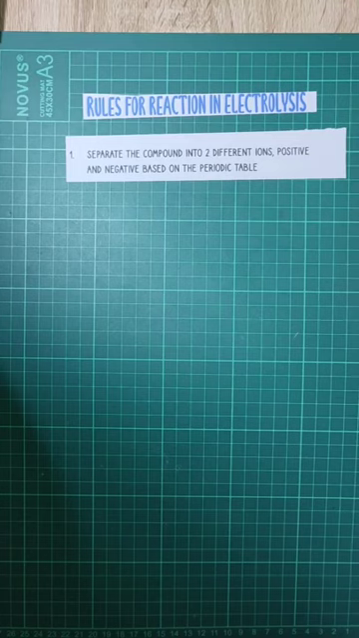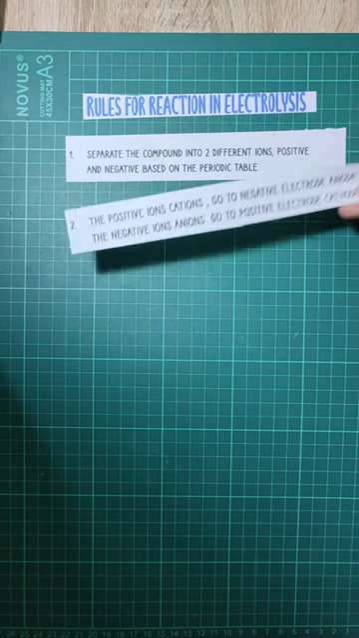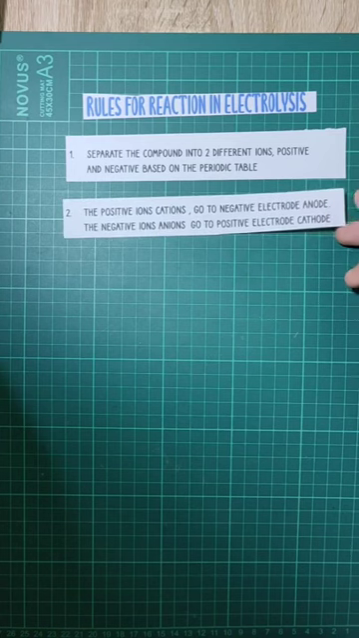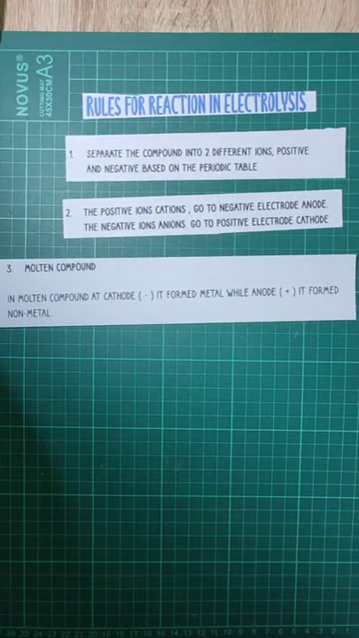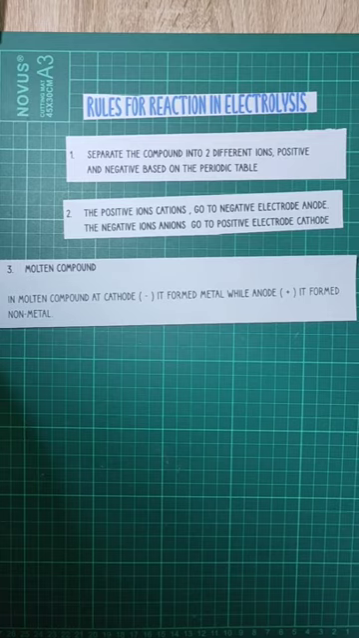Number 1. Separate the compound into two different ions, positive and negative, based on the periodic table. Number 2. The positive ion, cation, goes to the negative electrode, anode. The negative anions go to the positive electrode, cathode. Number 3. In a molten compound, at the cathode it forms metal, while at the anode it forms non-metal.